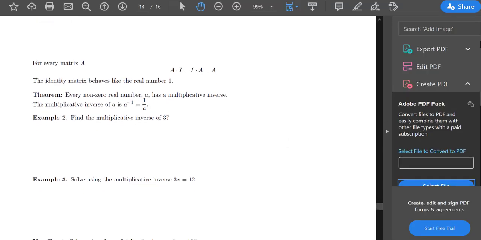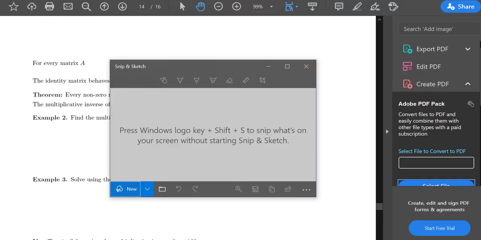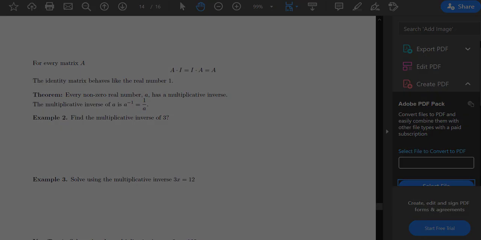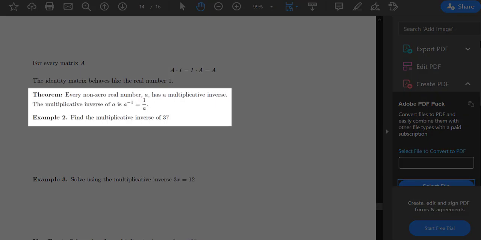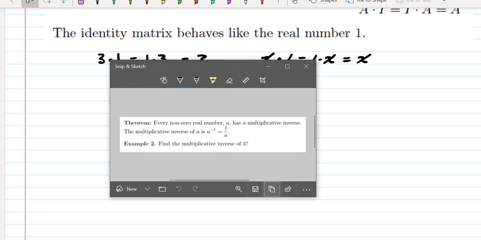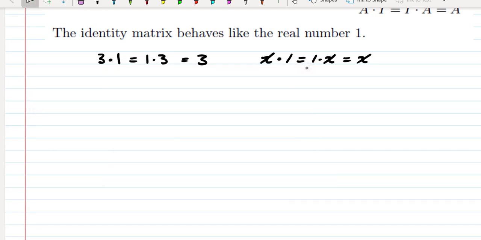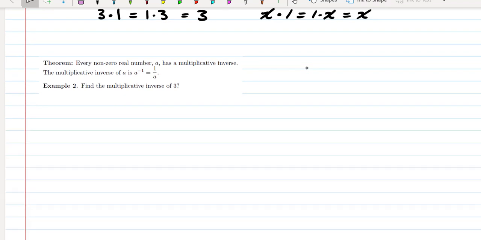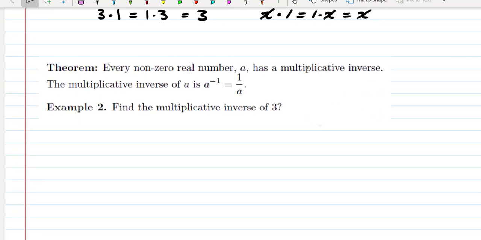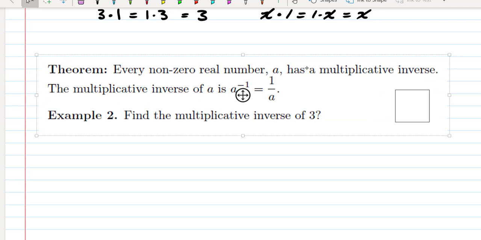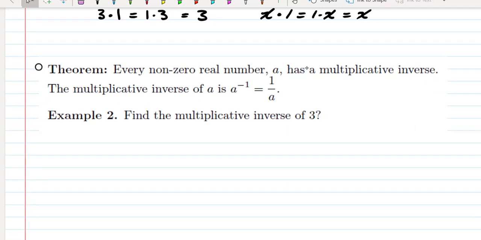All right. So now we have a theorem that we know very well. It says every non-zero real number A has a multiplicative inverse. The multiplicative inverse of A is A to the negative 1 power, which is 1 over A.